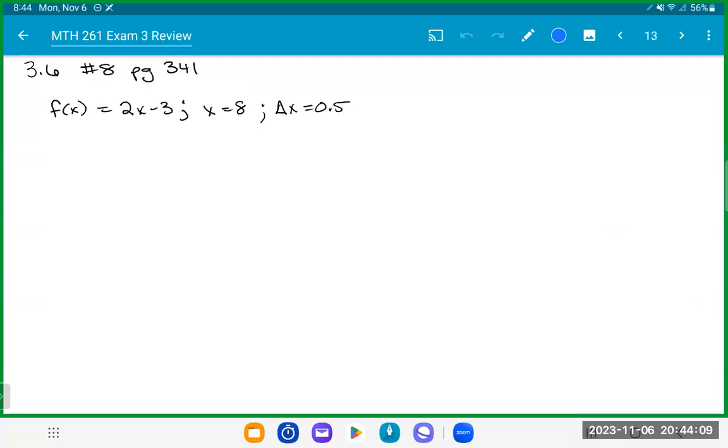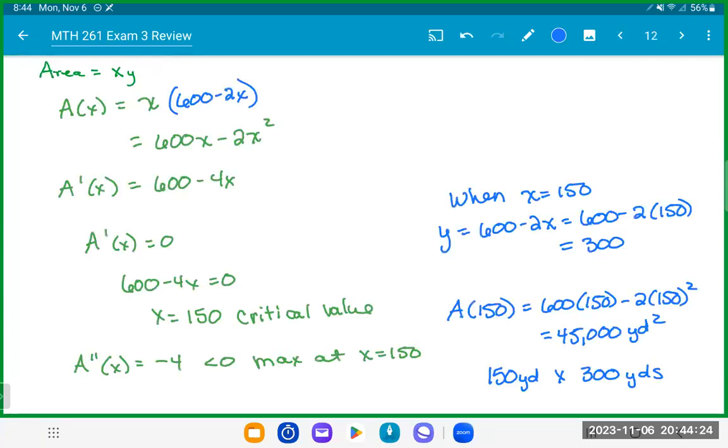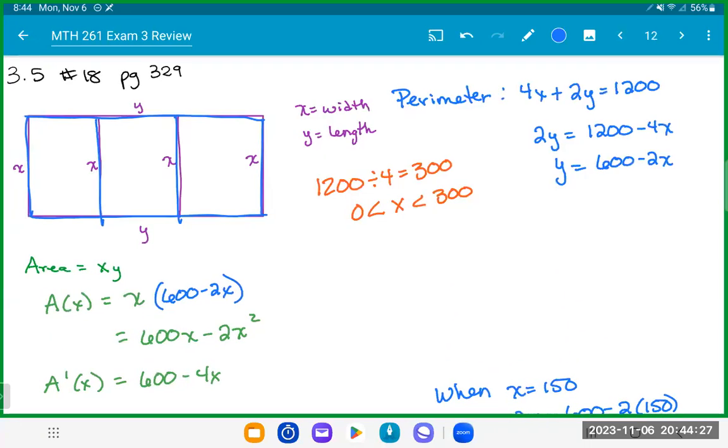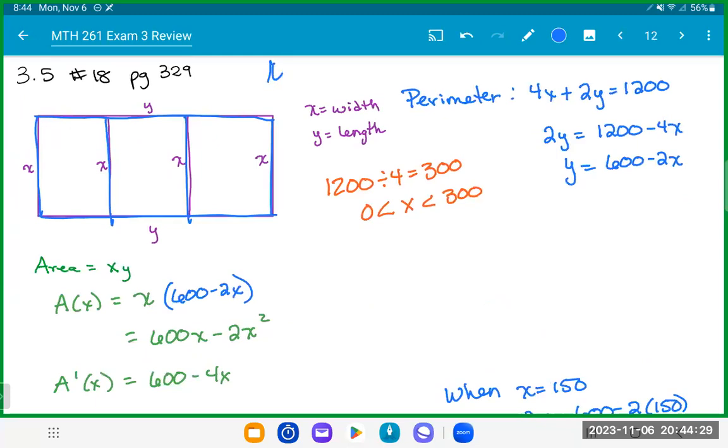Okay. Section 3.6, page 341. This problem is worth 5 points. Did I put the points on this one? This one is 10 points.